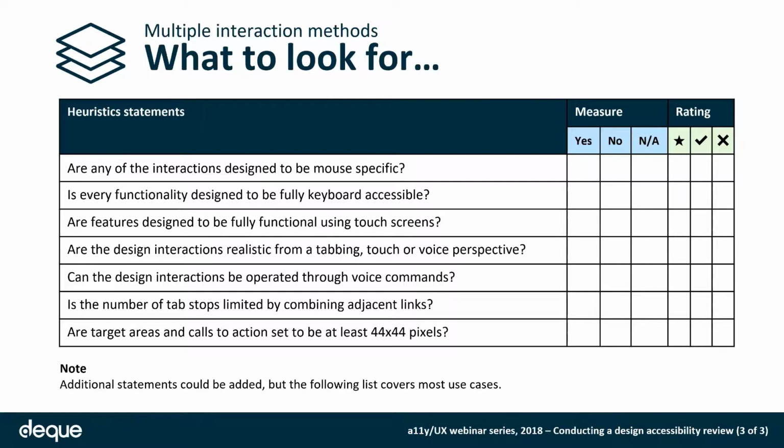And then the fourth statement that we really look at is, are the design instructions realistic from a tabbing, touch, or voice perspective? How realistically are we designing when we have to tab through? Are we giving too many additional tabs? Are that many tabs required? Are we having the perspective to let the user speak to the system and let the assistive technology that user is using take advantage of the voice perspective? So all these interactions need to be kept in mind when we are designing the interactions.